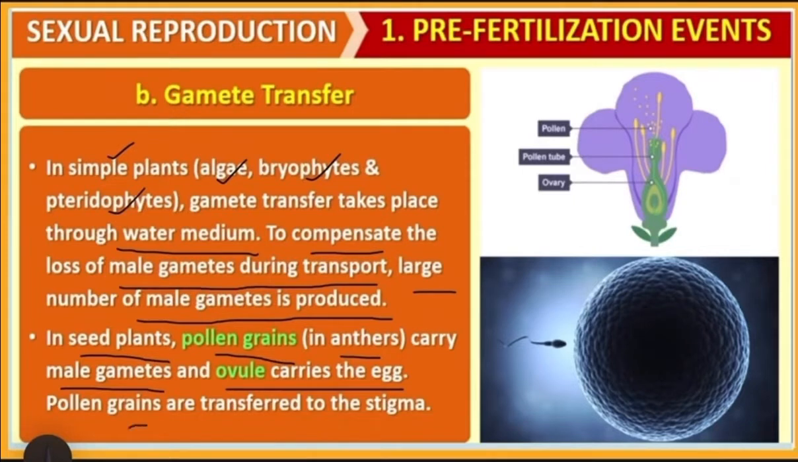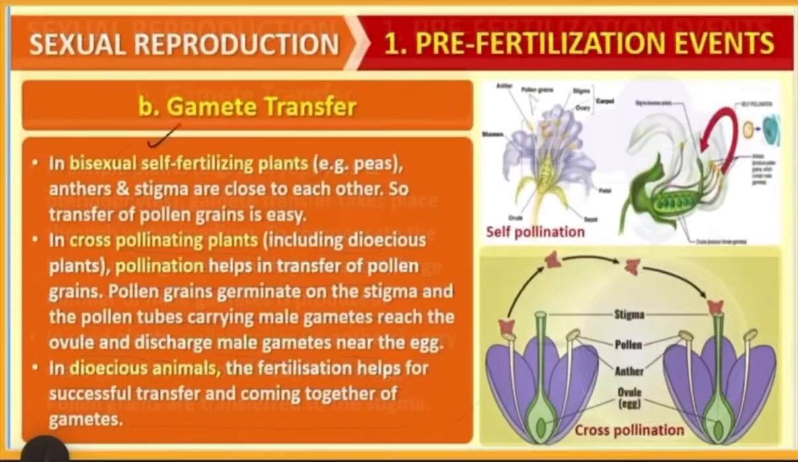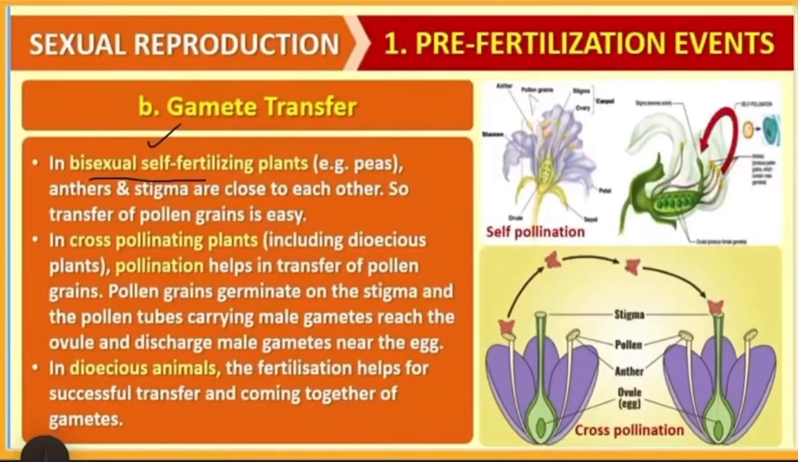And pollen grains are transferred to the stigma. You can see here, these are the pollen grains transferred from the stamen to the pistil of the flower. And this transfer of pollen grains from stamen to the pistil of the flower is called pollination. Let us see how the transfer of pollen grains takes place in plants. In bisexual, self-fertilizing plants like peas, anthers and stigma are close to each other. You can see here, the anthers and stigma both are present in the same flower.